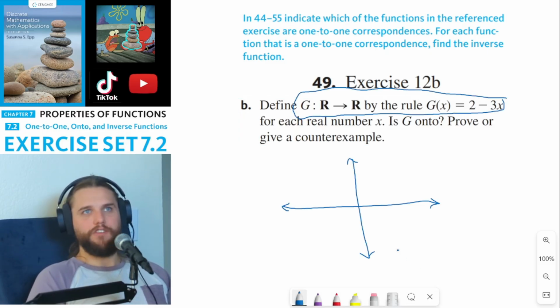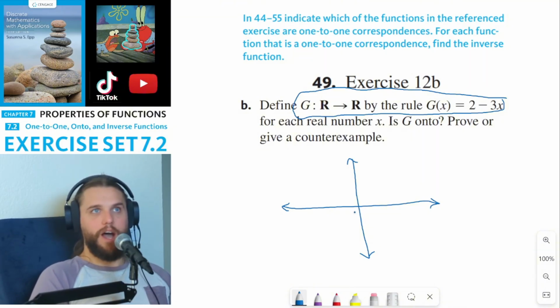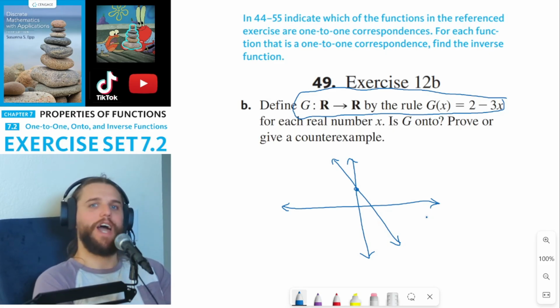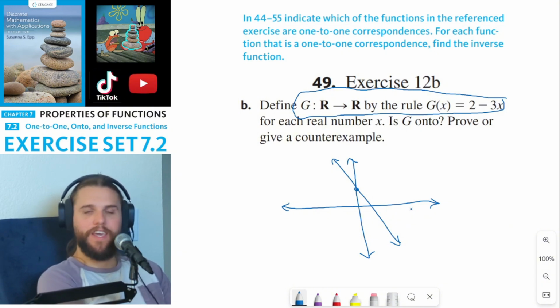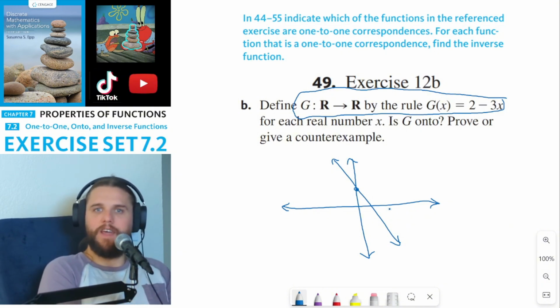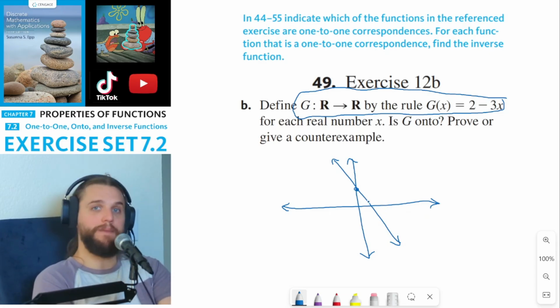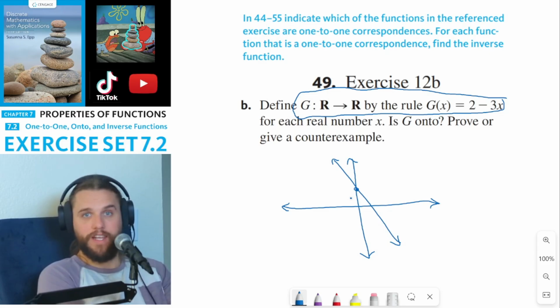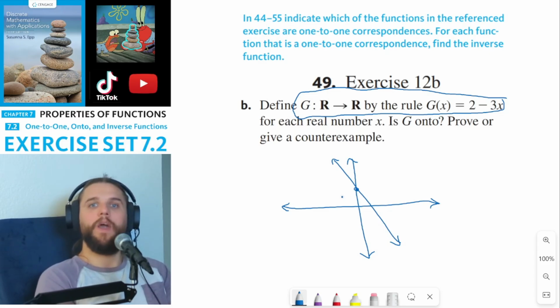The graph of this function would look like the equation of a line that you learned from algebra. It has a y-intercept of 2 and a slope of -3. So really, if we want to think about what's being asked here, we can consider the question, does this graph pass the horizontal line test? Remember that the horizontal line test that you learn in pre-calculus is the same test that we use algebraically in the discrete math class.